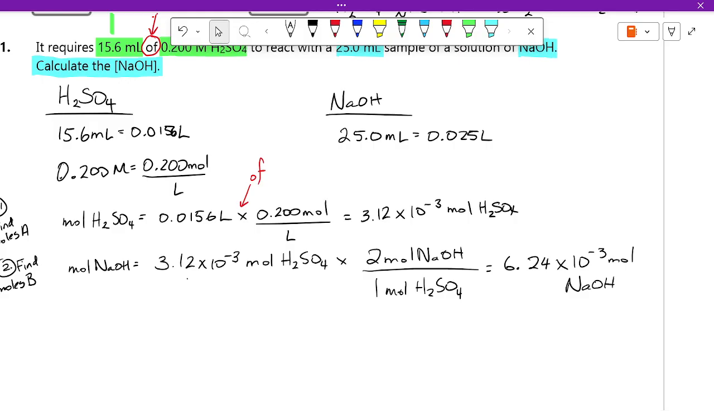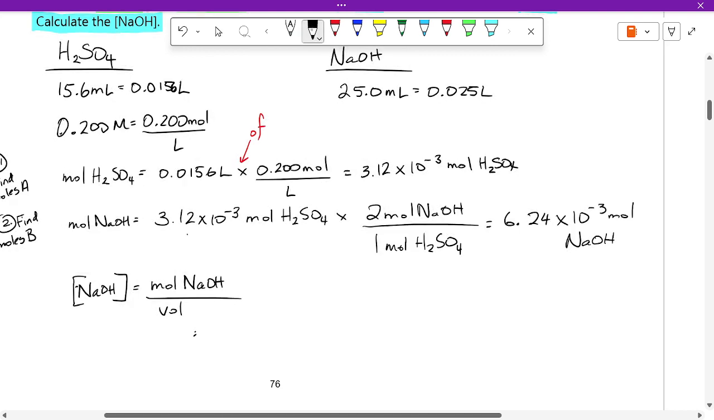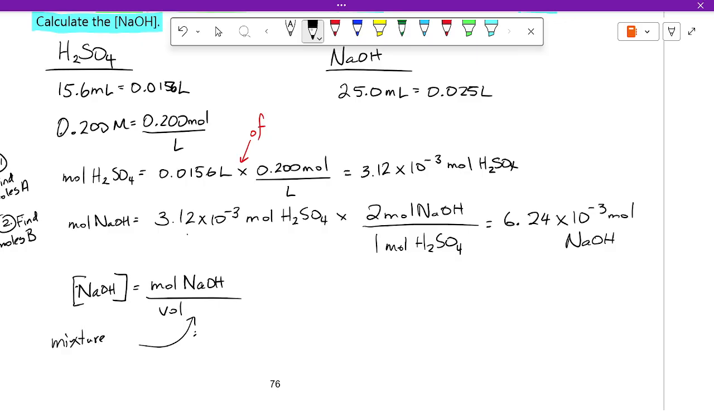And then finally, we want the concentration of NaOH, and that's going to be the moles of NaOH divided by the volume of, do I want the volume of the mixture or do I want the volume of the NaOH? Which one do I want to find the concentration of NaOH?